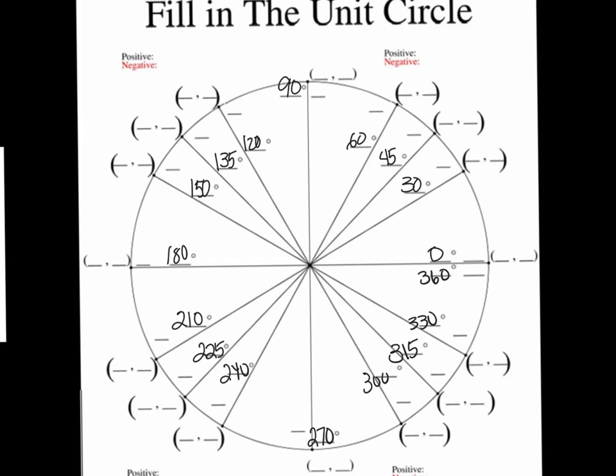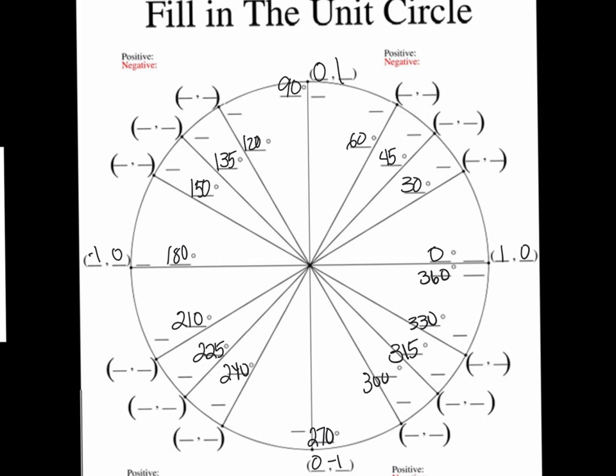Then we're going to remember 0 is at (1, 0). 90 is at (0, 1). 180 is at (-1, 0). And 270 is at (0, -1).